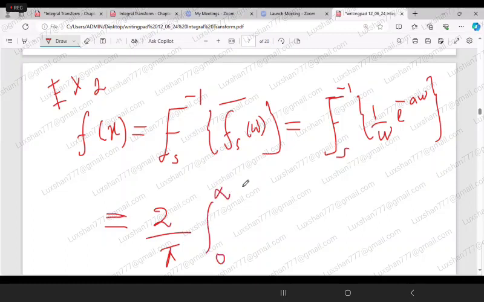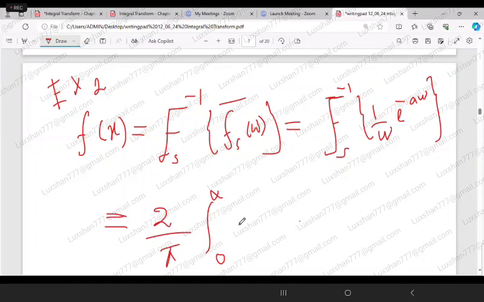0 to infinity, this function: 1 over omega e to the power minus a omega, sine omega x. So this is what we want to find. That is the definition. So if you want, I write the definition also before I write this one. Okay. So that is 0 to infinity.